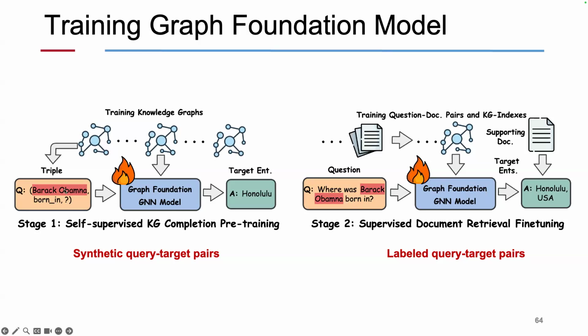Then after the self-supervised training, we can utilize our labeled data. So we have real-world natural language questions and also some supporting documents, and we can extract the entities from the supporting documents. So we ask our foundation model to predict these target entities and conduct the reasoning on the graphs.